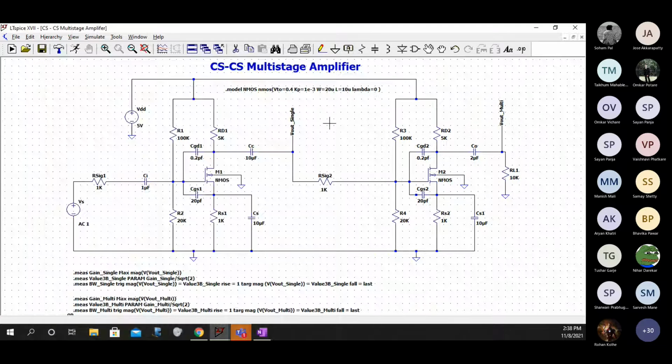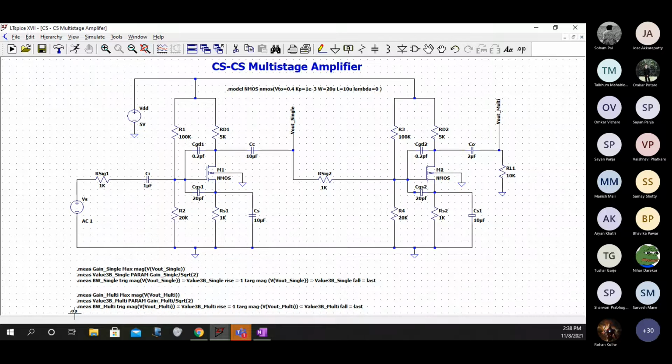Okay, so just let me put it here. See this, he is sitting quietly here. So let me get it up.